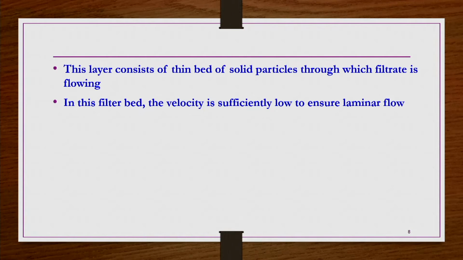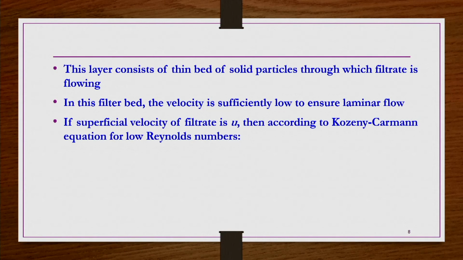Usually in the filtration process the volumetric flow rate of filtrate is small enough to consider that the flow is in the laminar flow region. So, the same we can apply here for this layer of cake, for which the velocity is sufficiently low that we can ensure laminar flow conditions exist for this layer of particles. So, in this filter bed the velocity is sufficiently low to ensure laminar flow.